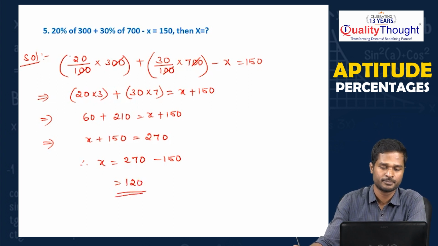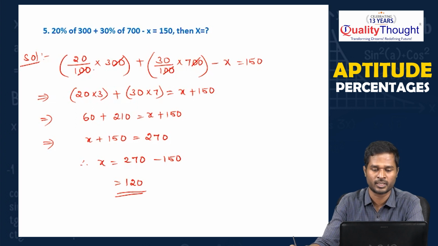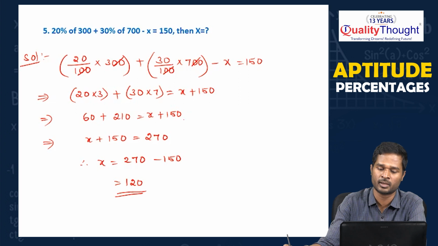Okay, let us see it once again. So, 20 percentage of means multiplication 300 plus 30 percentage of 700 minus x is 150. Then he is asking us to find out what is the value of x. So, 20 over 100, and 2 zeros will cancel here. So, 20 into 3s are 60, 30 into 7s are 210 is equals to x plus 150. I am taking this minus x to that side, it will become positive.